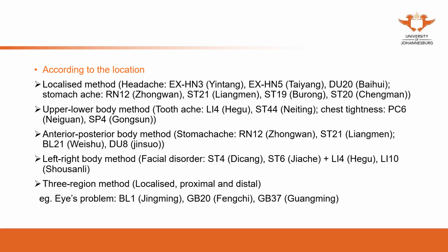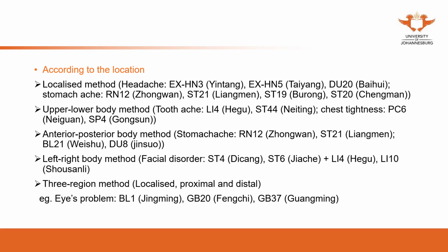Anterior and posterior methods. Stomach ache, we can use Ren 12. In the meantime, we can use stomach 21, bladder 21, Du 8. So these are in the front part of the body, and also some points on the back, in a similar location to the stomach. So there are some points you can choose on the anterior and posterior.